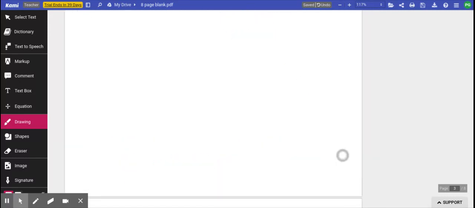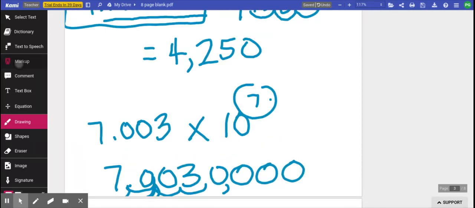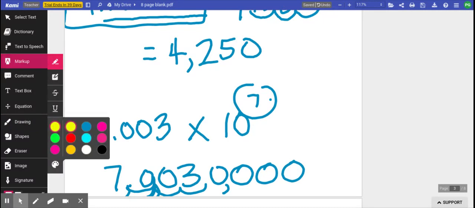Notice when I've been giving these examples, notice that my first number, all right, let's do the markup.